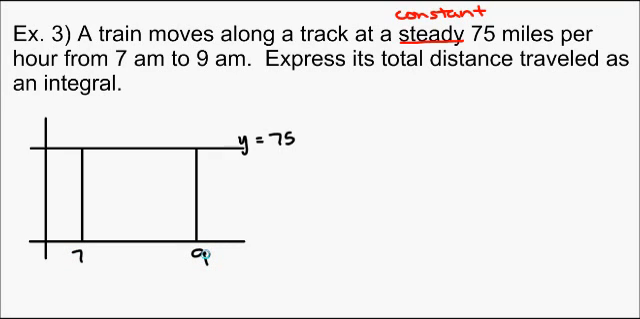If we wanted to find the area, we would just say 9 minus 7 is 2 times 75, and this is 150. Okay, so 2 hours, 75 miles per hour gives us 150 miles. But let's do this without this picture and rectangle.